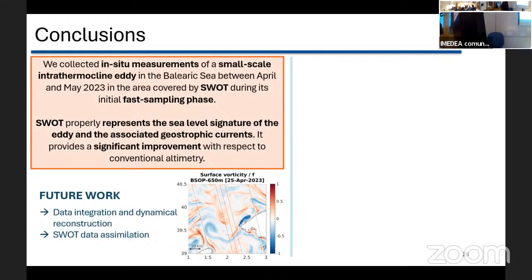My future work is going to be to reconstruct and integrate all this data together to have this three-dimensional vision, and also to assimilate SWOT data into a high-resolution model. This is the BIMO model.